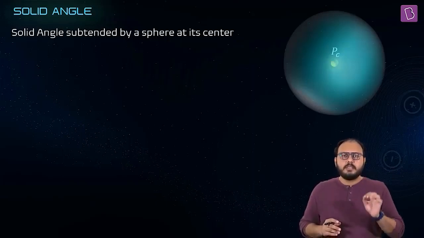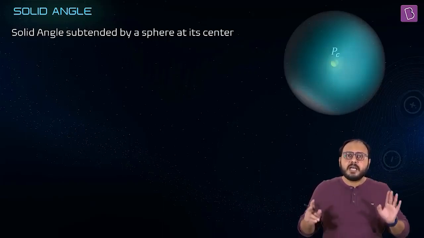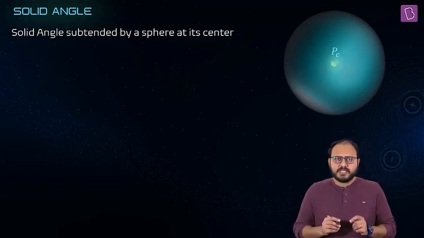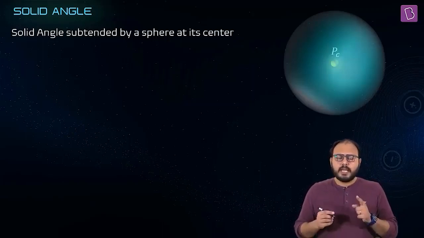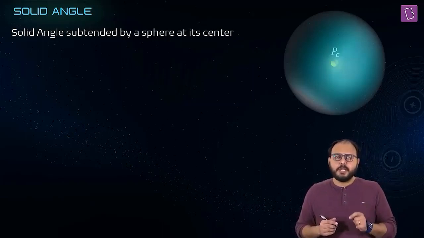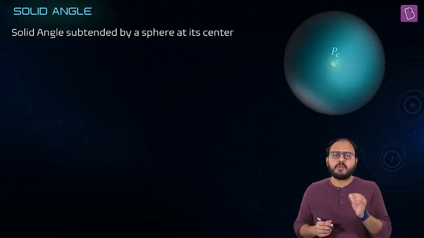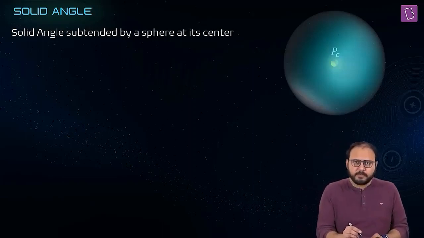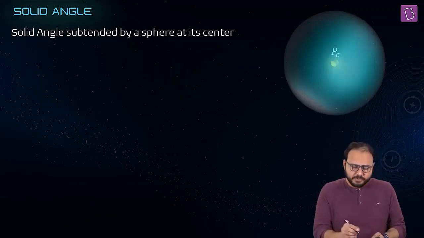What is the solid angle subtended by an entire sphere at its own center? Angle visualization, no problem. Angle measurement, induced symmetry. Sir, the symmetry is already there. It's a sphere. Perfect. What is the formula for solid angle? When the symmetry is established, very simple.